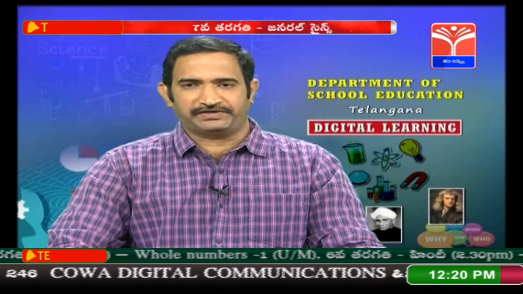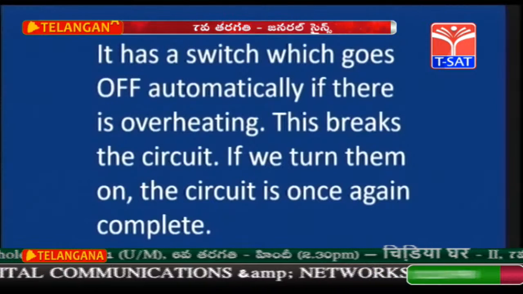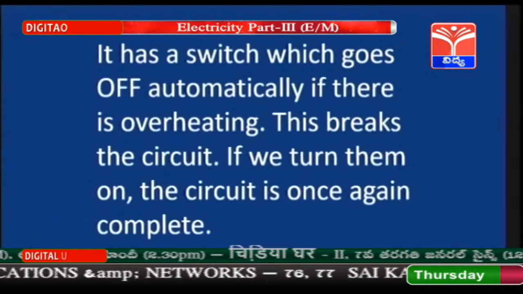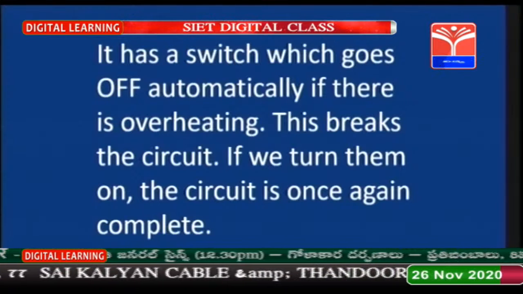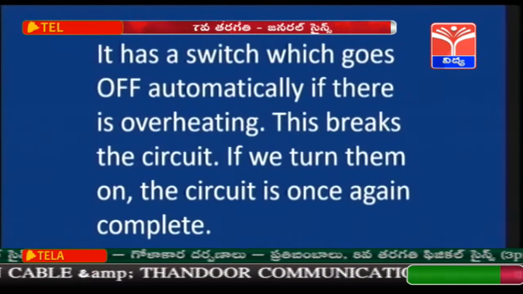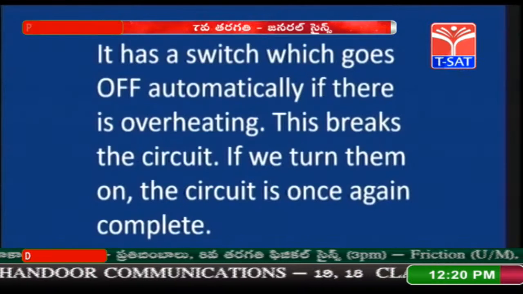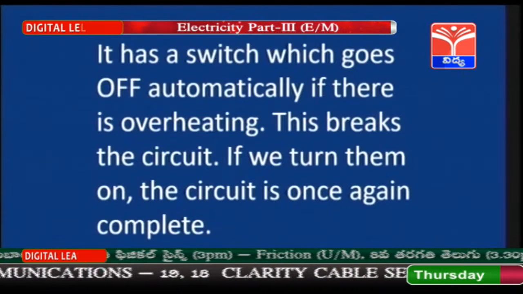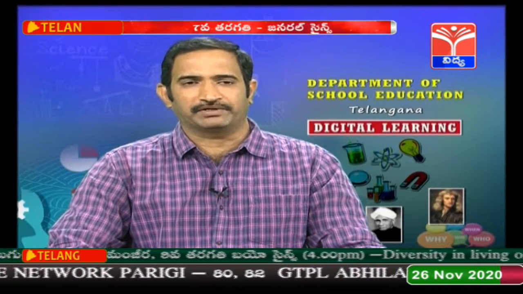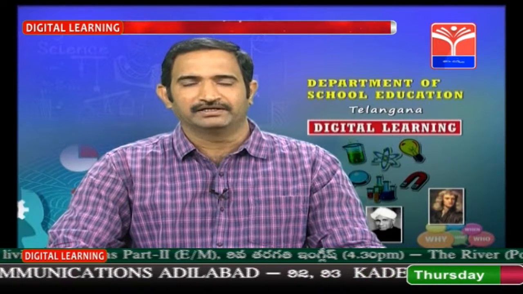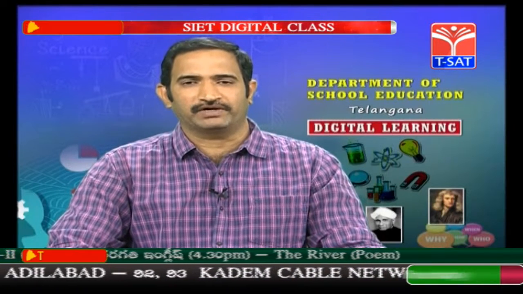Now it has a switch which goes off automatically if there is overheating. This breaks the circuit. If we turn them on, the circuit is once again complete. Now we already discussed this one. Whenever there is excess electricity or overheating in our wiring system, what happens to the MCB? It will fall down. What happens to the circuit? The circuit will be incomplete. There won't be any passage of electricity.